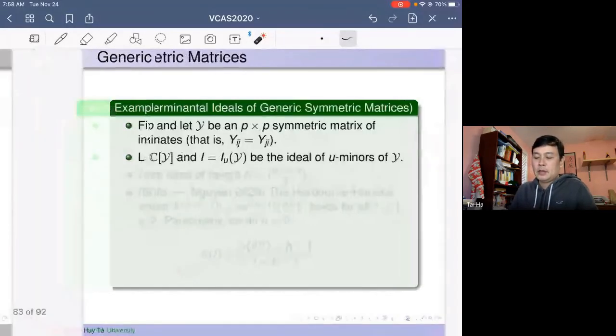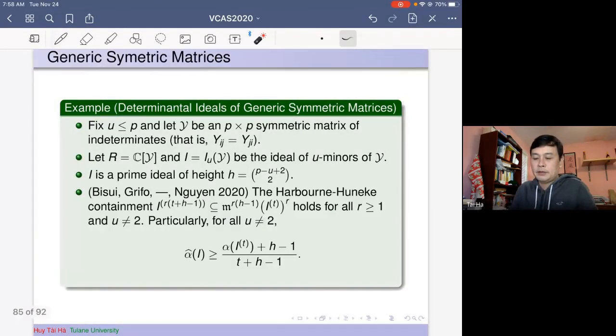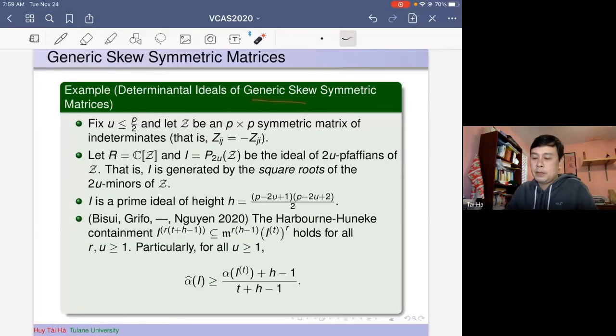It's also true if we replace a generic matrix by a generic symmetric matrix. So same thing, if you take a generic symmetric matrix and you take minors of this matrix, then we get the same containments, and so the Bayes-like inequality holds. It's also true if we look at the determinantal ideal of a generic skew symmetric matrix.